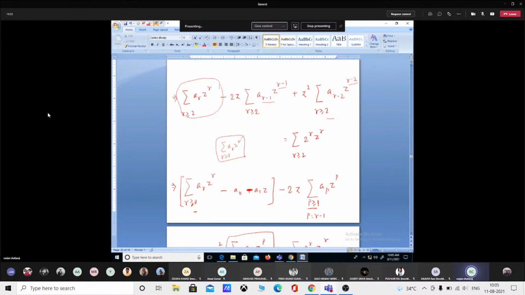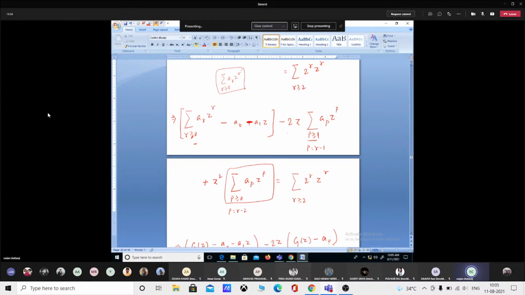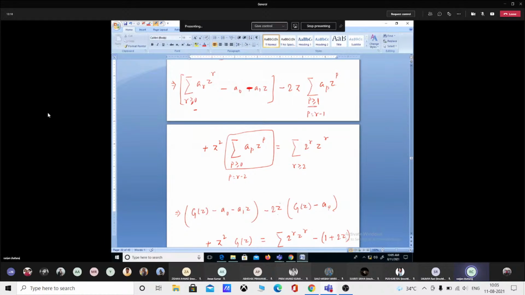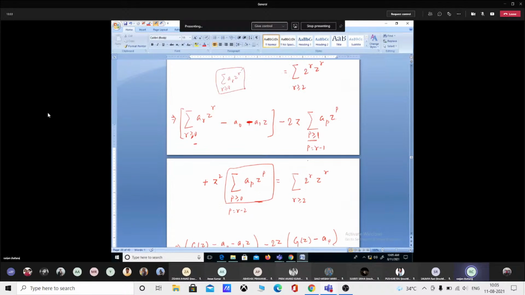So what you do, once you convert this to a_p z to the power p, but still p starts from 1, so subtract the first term from here to get it. Now this becomes the generating function, this also becomes the generating function, and we have to solve this one. So these are the basic 3 steps we have to follow in each and every problem.